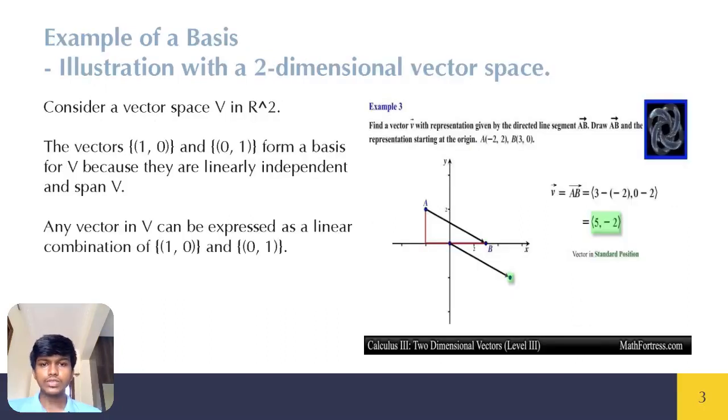Next is an illustration with a two-dimensional vector space. So let us consider a vector space V in R squared. The vectors (1, 0) and (0, 1) form a basis for V because they are linearly independent and span V. Any vector in V can be expressed as a linear combination of (1, 0) and (0, 1).